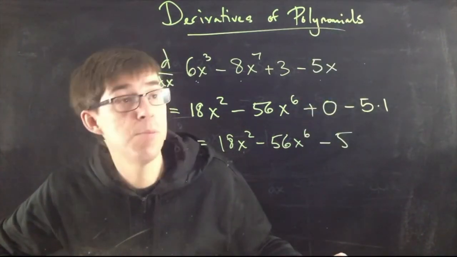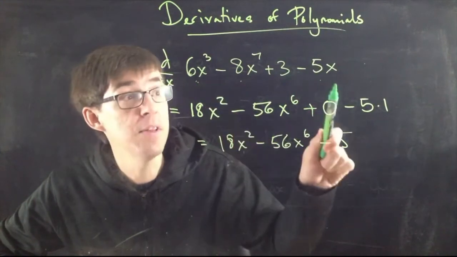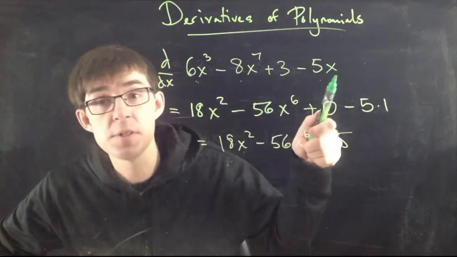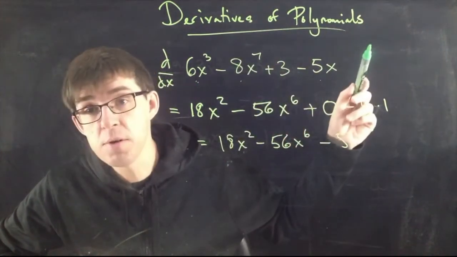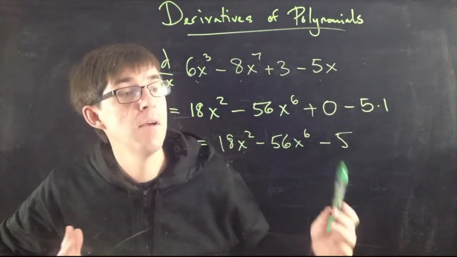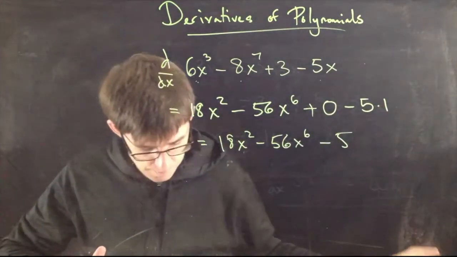Derivatives of polynomials. You can do any polynomial in this way, right? There's nothing special about this particular example. Change the numbers around however you like. You can still do it very easily, like so.